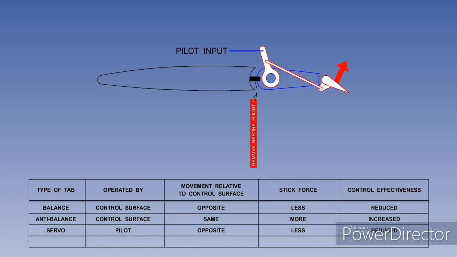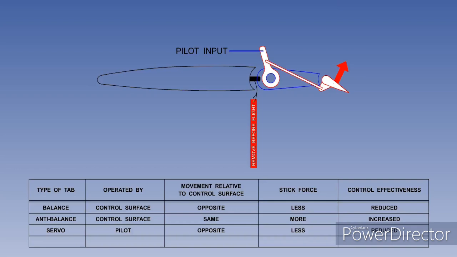The servo tab moves in the opposite direction to the control surface and therefore reduces control effectiveness. The servo tab reduces the hinge moment, the stick force and control feel. The servo tab has reduced effectiveness at low IAS, and you must physically check that control locks have been removed before flight.